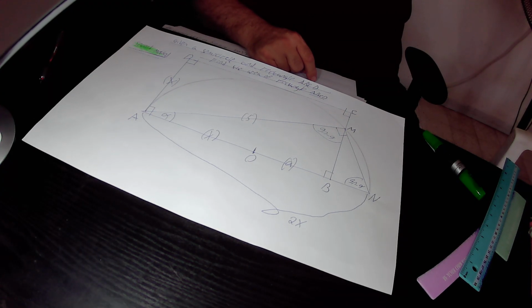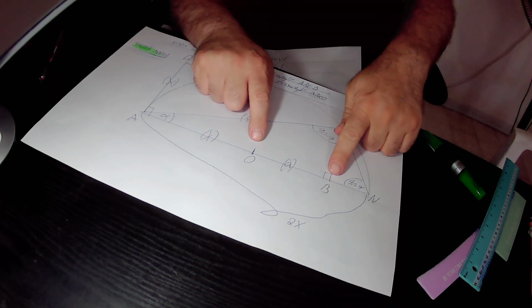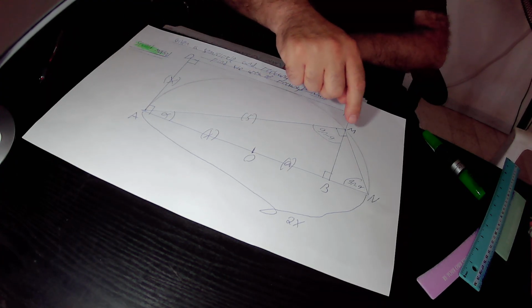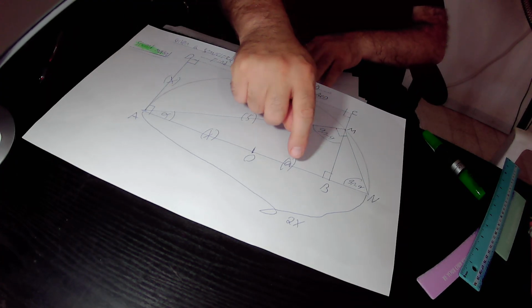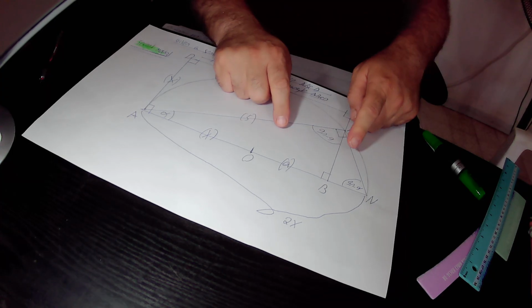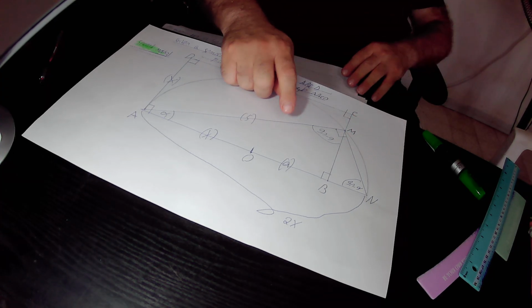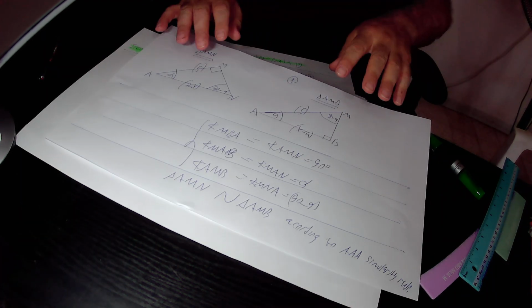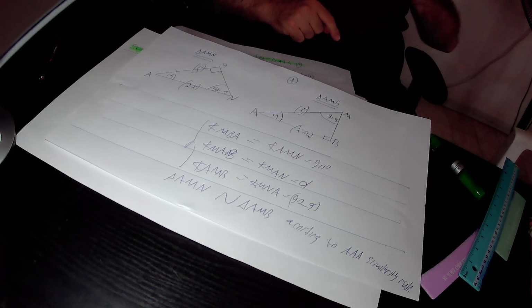In the next step, we define this side segment OB as a. Then I copy this right triangle AMN and this right triangle AMB onto a new page, and prove that those two right triangles are similar to each other according to the angle similarity rule. So those are the two right triangles AMN and AMB coming from the original diagram.